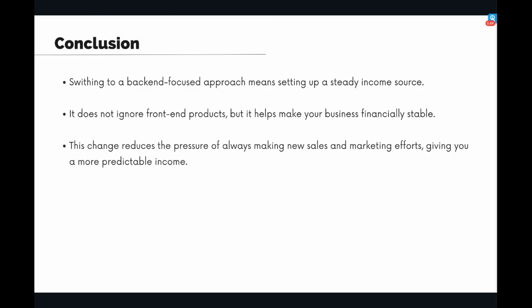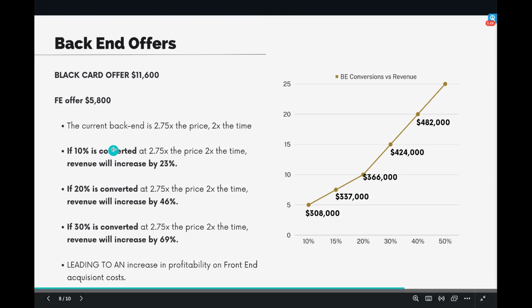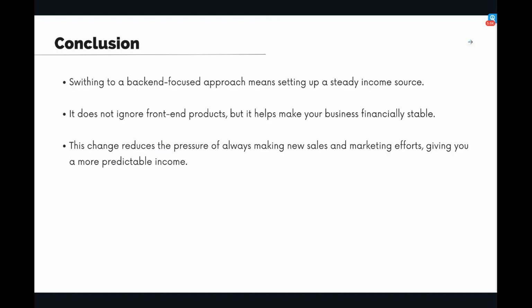So in conclusion, switching to a back-end focused approach means setting up a really steady income source. It doesn't ignore front-end products, but it helps make your business financially stable. And this change really reduces the pressure of always making new sales and marketing efforts, giving you a more predictable income. Because imagine, if we only converted 10% of those customers you already had, that's an increase of 23% each month. So really powerful here.